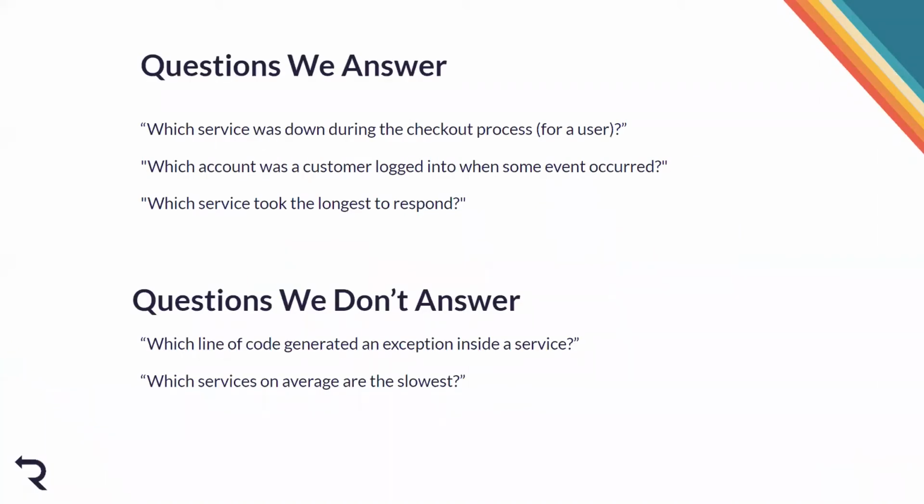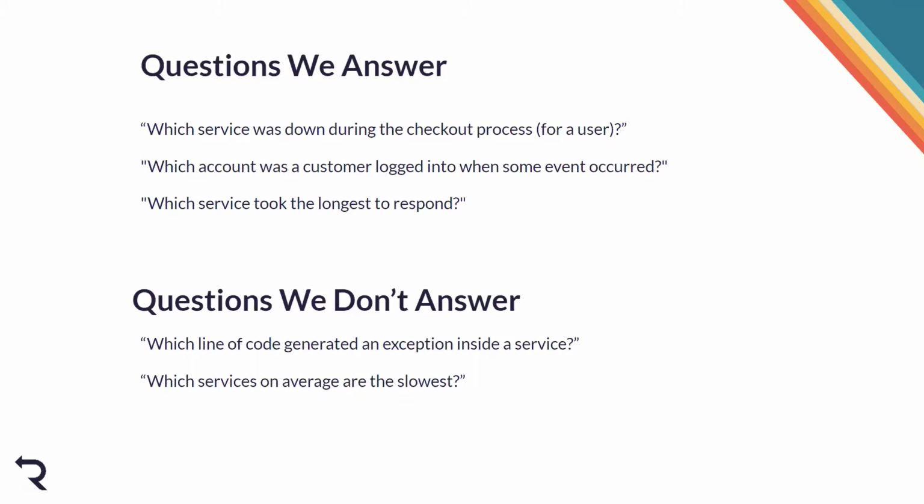And so what kind of questions can our Retrospect application answer? It could tell you which service was down during the checkout process. Or in this case, it could tell you at which point did the process stop, like it stopped in the inventory service for Ivan. It could also say which account a customer was logged into when some event occurred. For example, Bob could confirm that Ivan Jones was using the correct credentials when they were checking out. It could also tell you which service took the longest to respond. We'll show you a demo later that illustrates this more clearly.